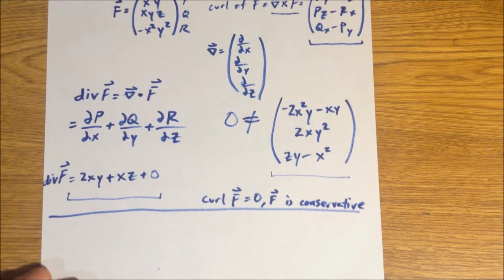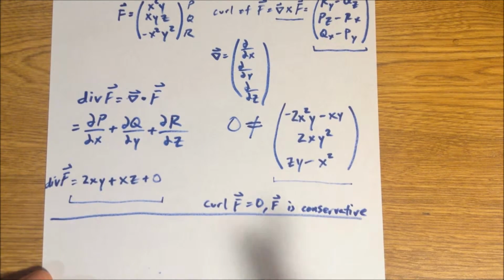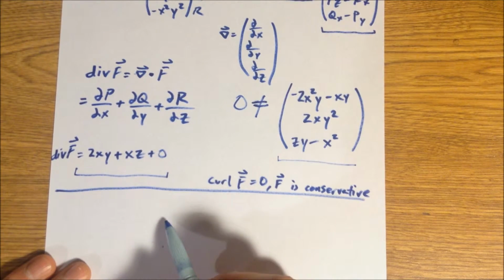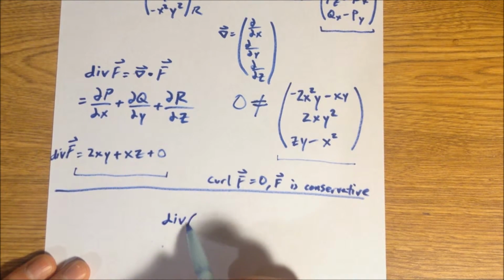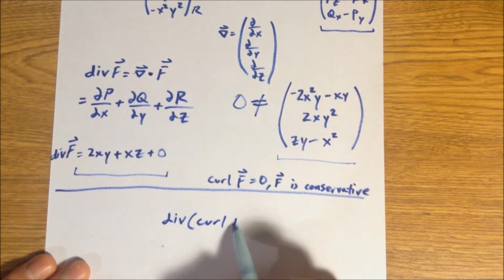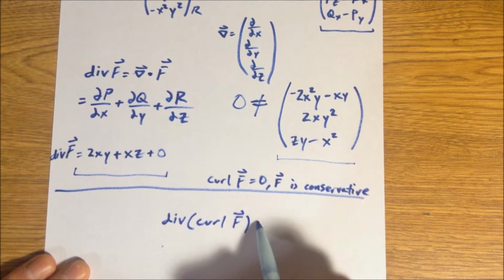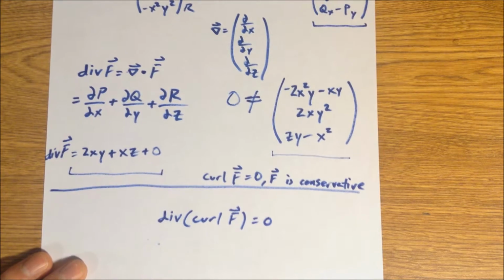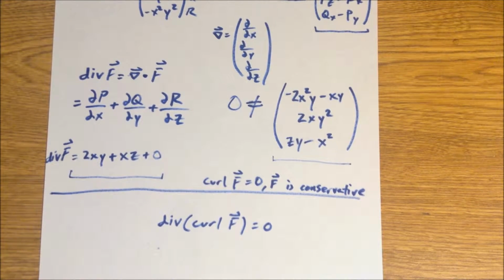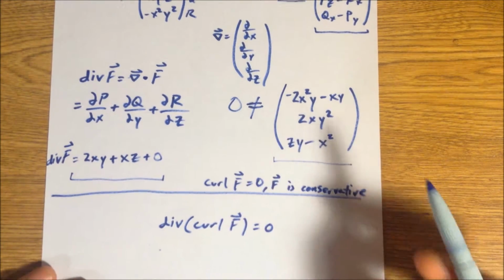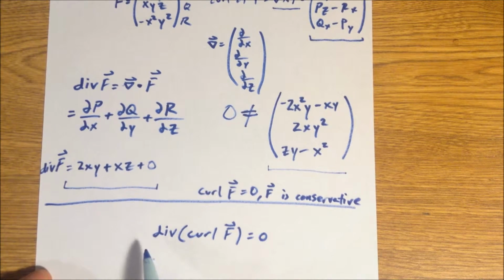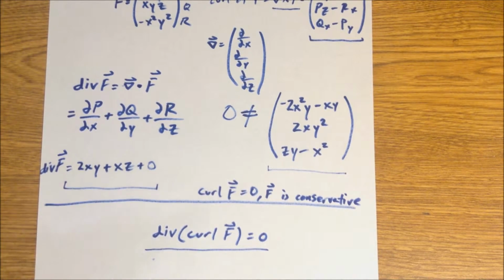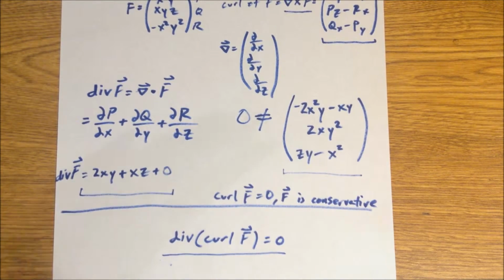And back to the quick tidbit, divergence of curl F always equals 0. That's just good to know. You can look this up and you'll be able to see it. And actually, I'll just show you.